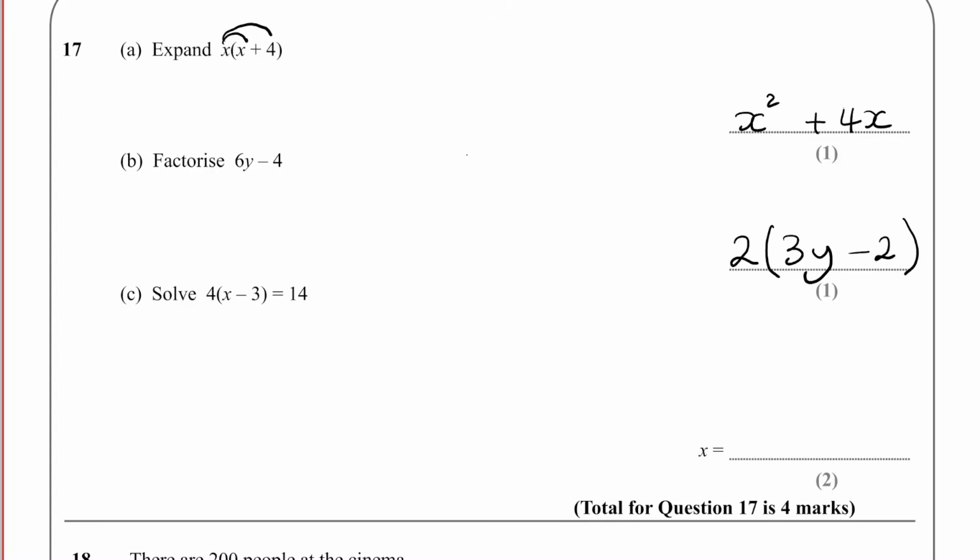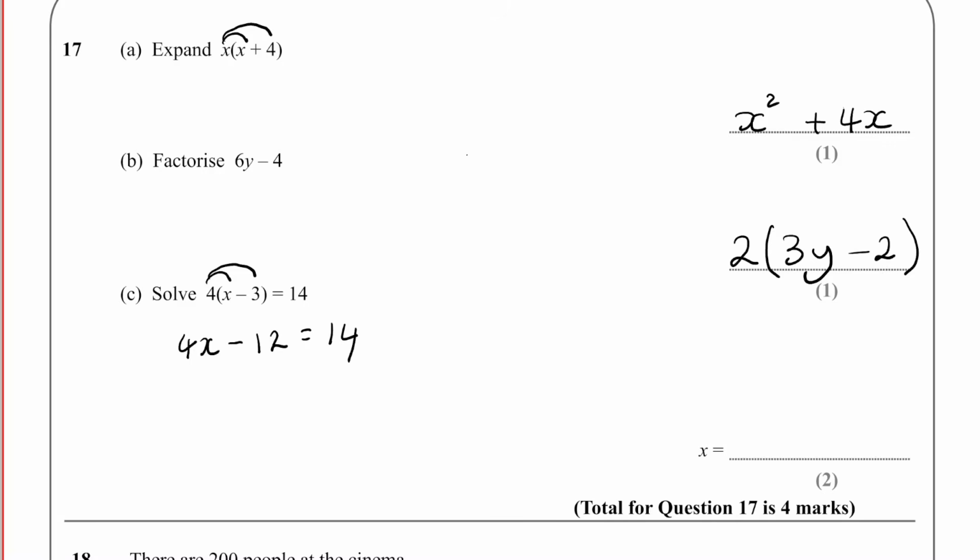Part C, solve. I'm going to start by getting rid of the brackets, so expanding again. 4 times x is 4x. 4 times negative 3, it's going to be negative, and 4 times 3 is 12. I want to get x by itself.